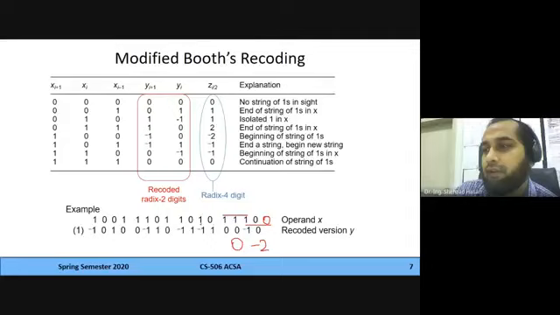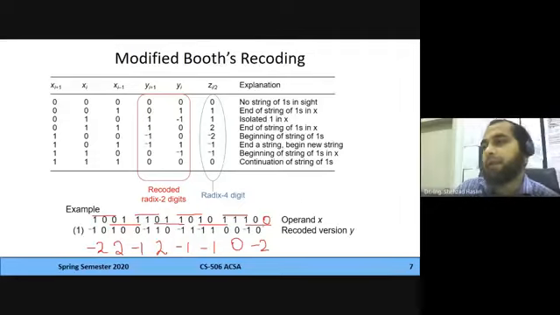Then we are going to have 101. Likewise, we are going to do that. 101 again. 011, which means 2 over here, and 110, which means minus 1 over here, and 1011, which means 2 over here, and finally 100, which means minus 2.